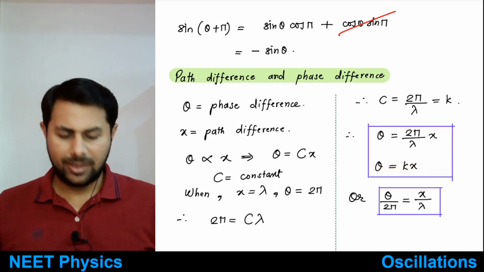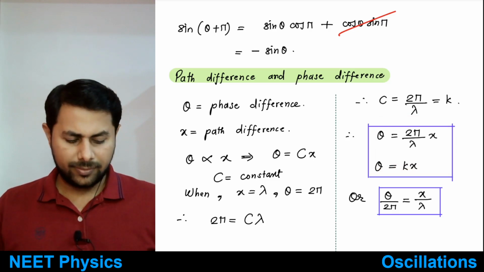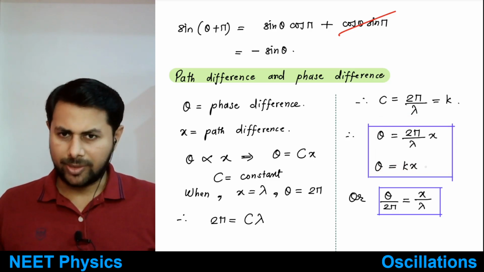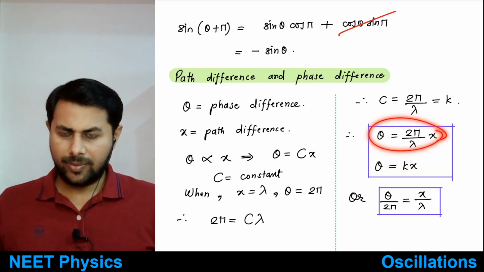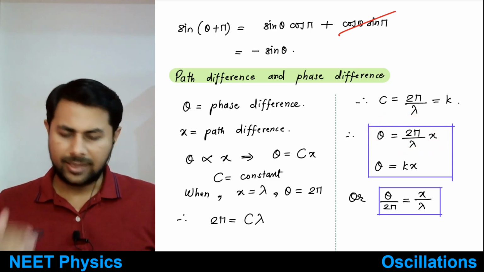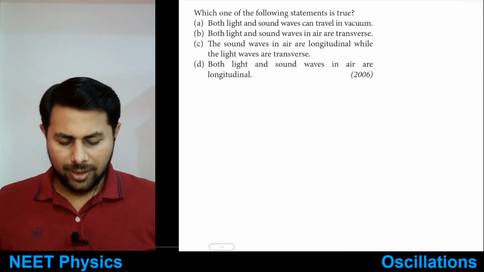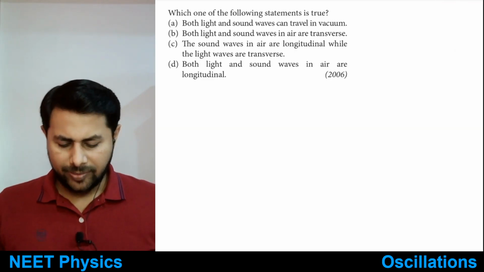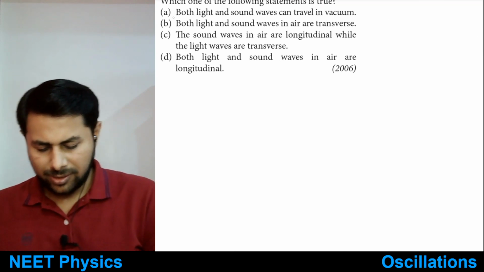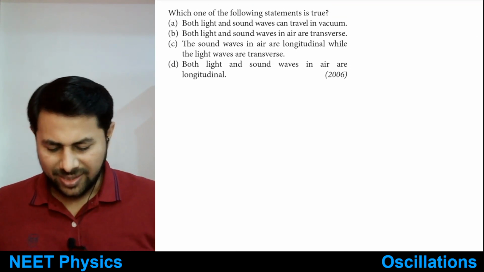Okay, is this clear, everyone? We need to remember this formula. If phase difference is theta and path difference is x, what's the relation between them? Theta is equal to 2 pi x by lambda. All right, so now let us see some problems based upon this. We have seen very basic things.